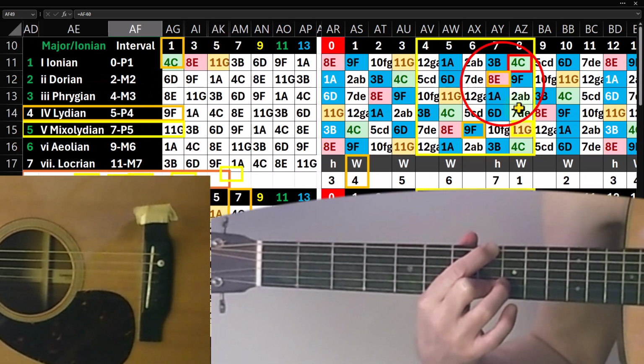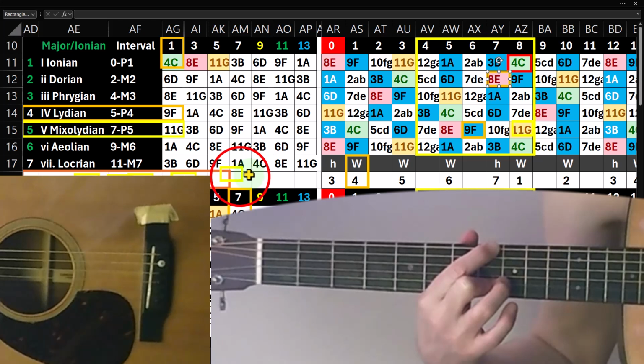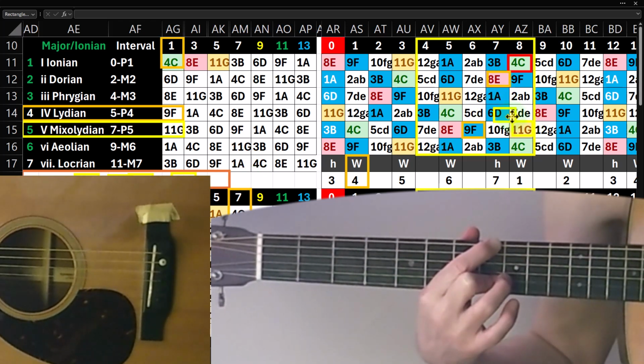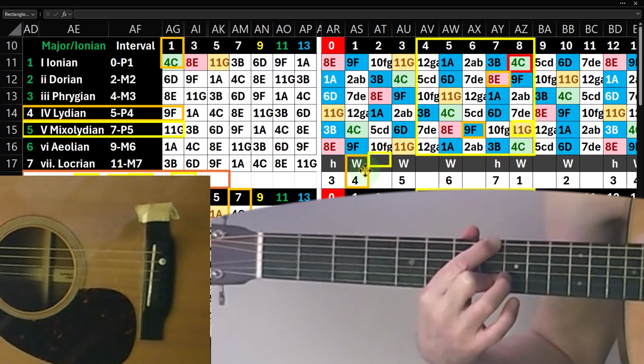How can I prove that? If I'm going from here to here, it would be 5, 10, and then 15 moving this way. 15 minus 12 is 3.